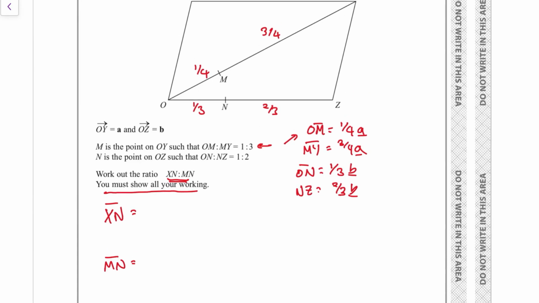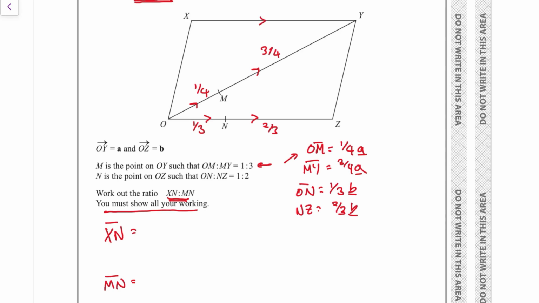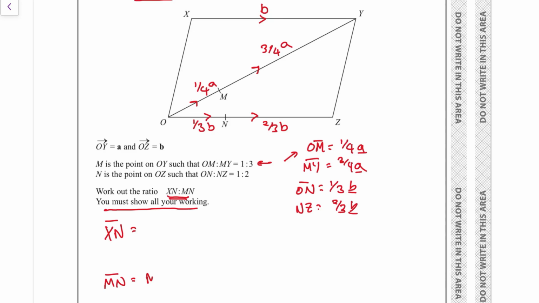So let's start with what is probably the easier one, which is M to N. Now, I always also, with vectors questions, try and make sure the arrows are on, because that ensures I always go the right way down the diagram. So I know, and you can see I put a B up here, that's 1/3 B, and that's 2/3 B, and that is 1/4 A, and that is 3/4 A. So I've now got all the arrows and all the directions on. Anyway, so M to N, not too bad, because M to N is going to be M to O, and then I'm going to add on O to N.